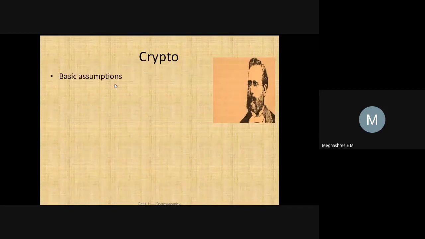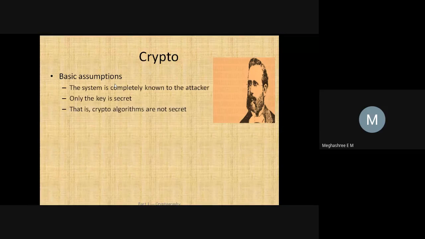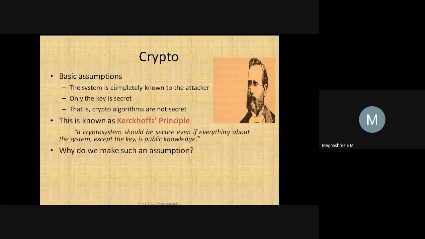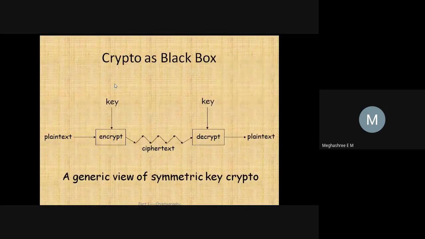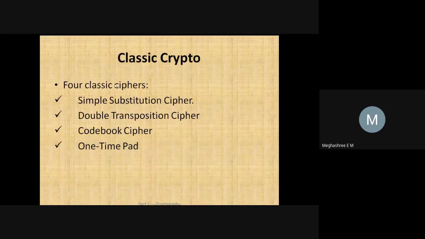Then we moved on to Kirchhoff's law, where he states that even though the crypto algorithm is known to the attacker, the key should be kept secret. That is what we study under Kirchhoff's principle, and also how encryption and decryption are done using symmetric key. We just started with the first simple substitution cipher. The four classic ciphers are simple substitution, double transposition, codebook cipher, and the last one is one-time pad.